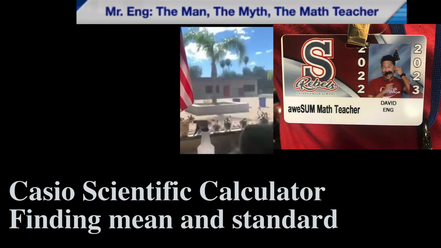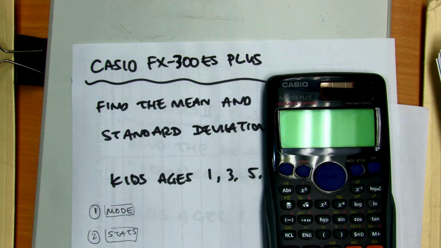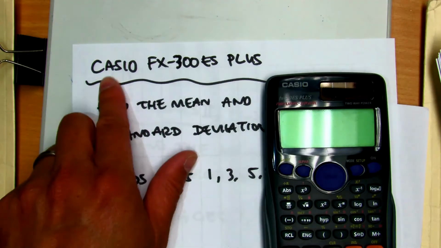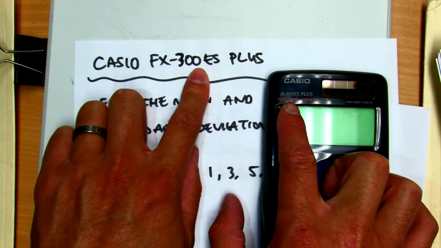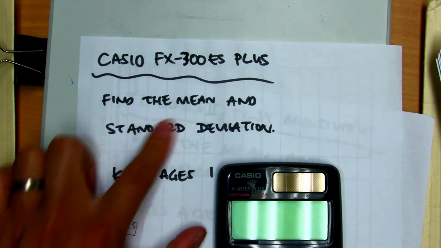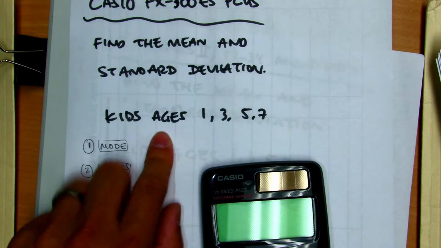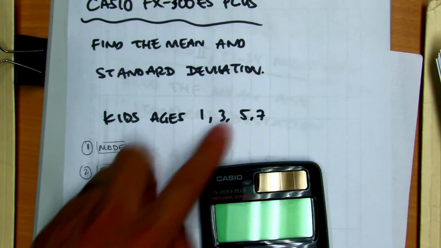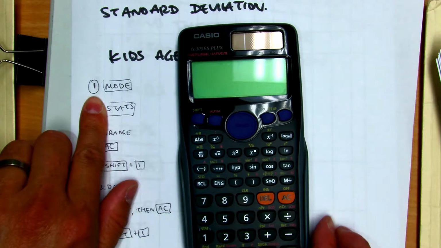Sam Swing. Hey guys, let's go ahead and use this Casio Scientific Calculator. This is a Casio FX300 ES Plus, but it's in general using most Casio calculators. We're going to find the mean and standard deviation of my kids' ages 1, 3, 5, and 7.